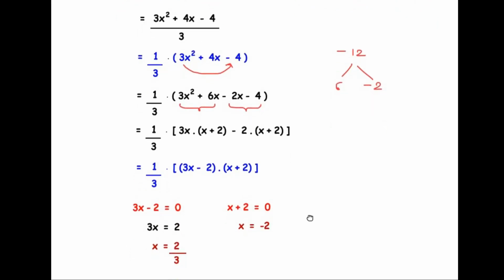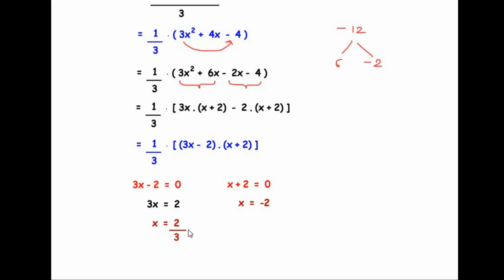Now here taking negative 2 on the other side of the equal to sign, we get 3x equal to 2, and taking 3 on the other side of the equal to sign, we get x equal to 2 over 3. And over here taking positive 2 on the other side of the equal to sign, we get x equal to negative 2. So here the zeros of the given polynomial are going to be x equal to 2 over 3 and x equal to negative 2.